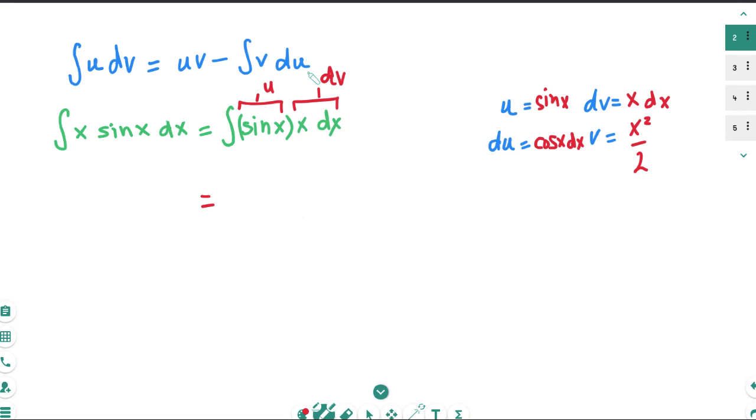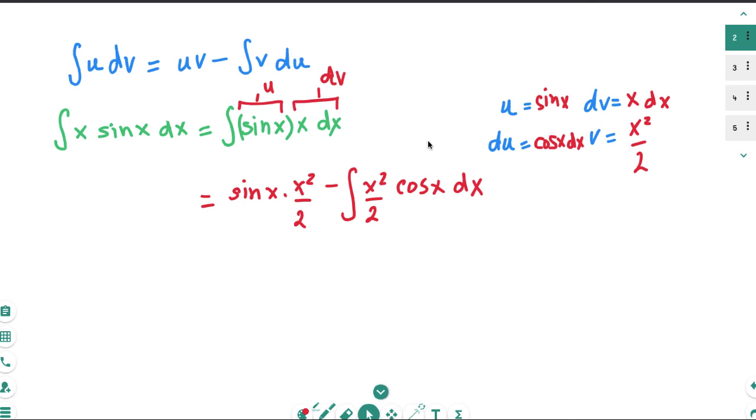Let's put all this in the formula now. The product u times v, so sine x times x square over 2, minus the integral of v du. v is x square over 2 and du is cosine x dx. We started with a function that had a product of x and a trig function. Now we have to do an integral that contains a product of x square and another trig function. So in fact, we have made the integral more complicated. And if we continue choosing u and v in a similar pattern, we will keep on making the integral more complicated. So this choice of u and dv is not useful.